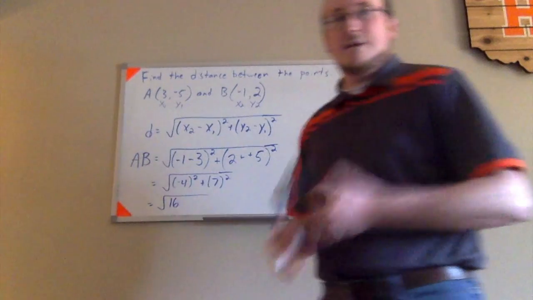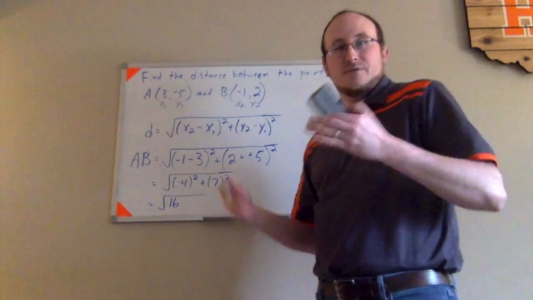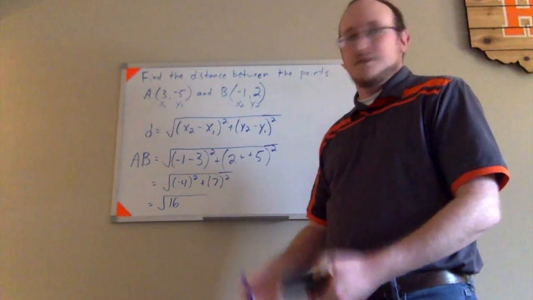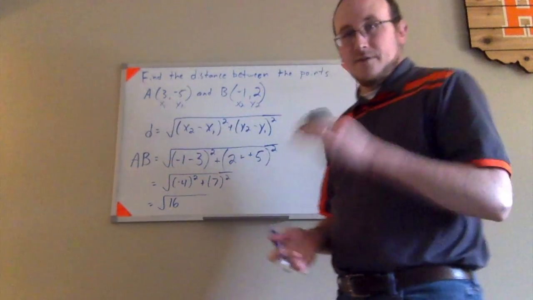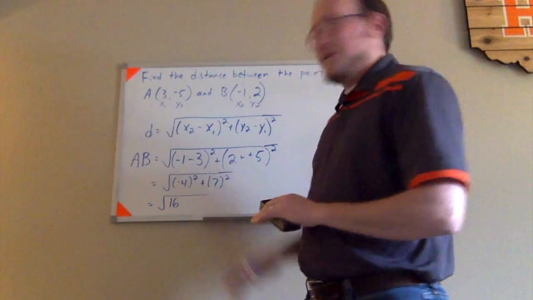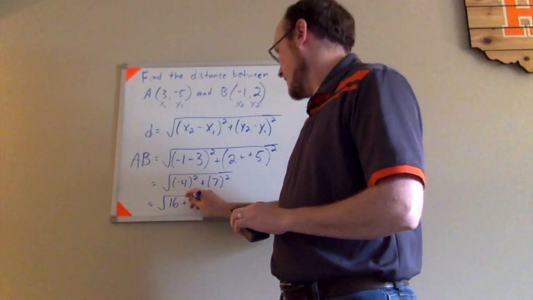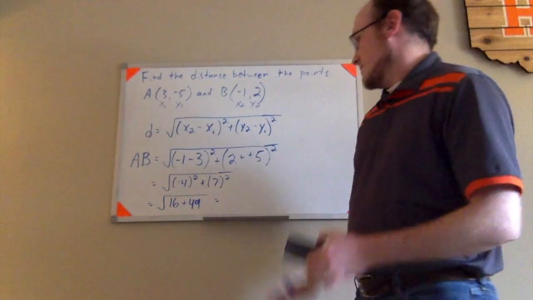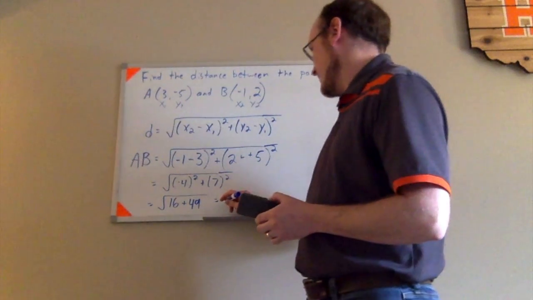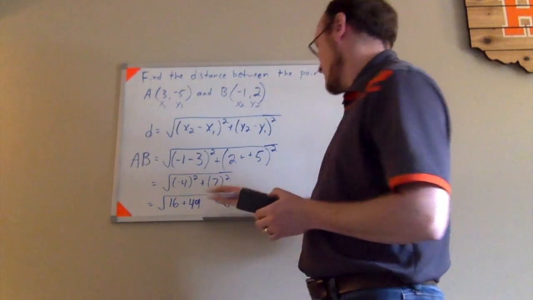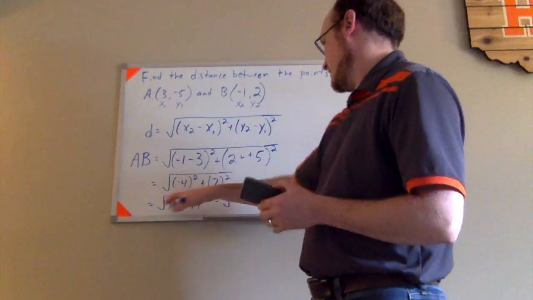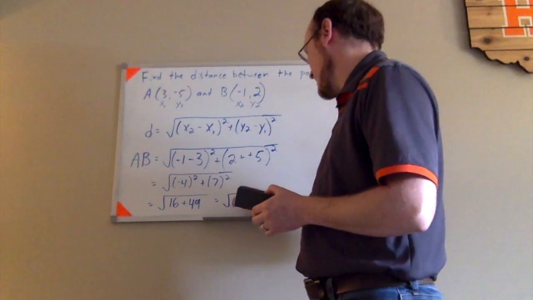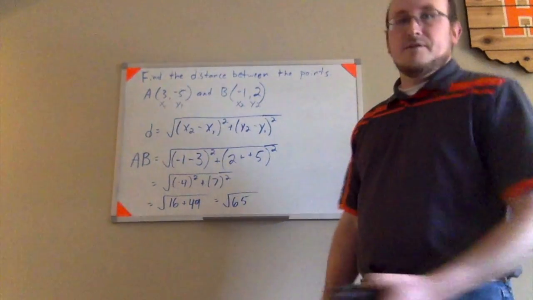I can't count how many times I see students miss a problem like this because they try to put it into their calculator, they don't put parentheses, and they tell me that's -16. No, it's not. And then over here, 7 squared is 49. Going ahead and simplifying that a bit more, 16 and 49 makes, let's see, 59 and 6 makes 65. I have the square root of 65.